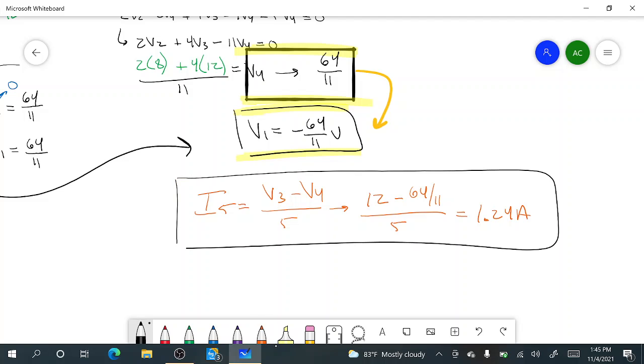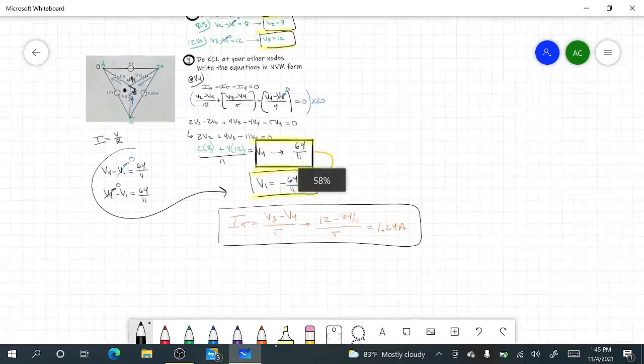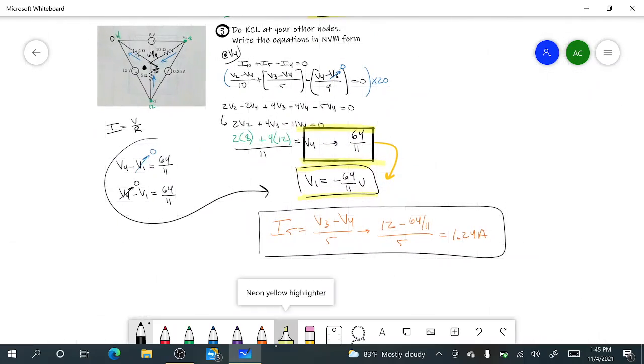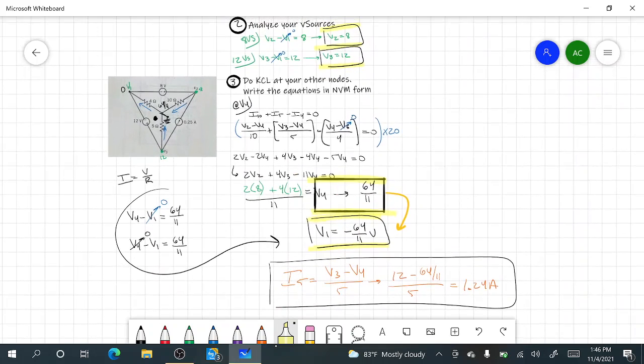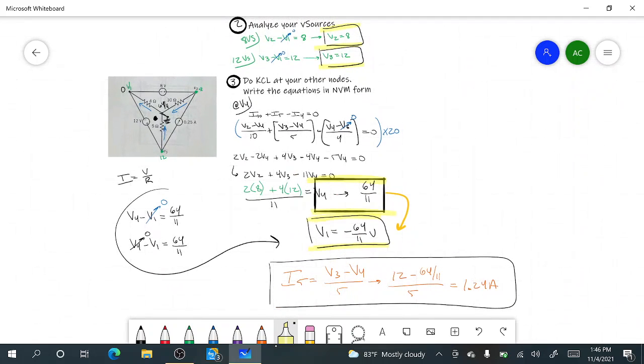So if I wanted to find specifically the current associated, I can still use the node voltage representation to get my answer. It's just that I have to write everything in node voltage form. Now that I found all my node voltages, I'm good to go. And then I could just plug and chug from there. Okay, so that's that.